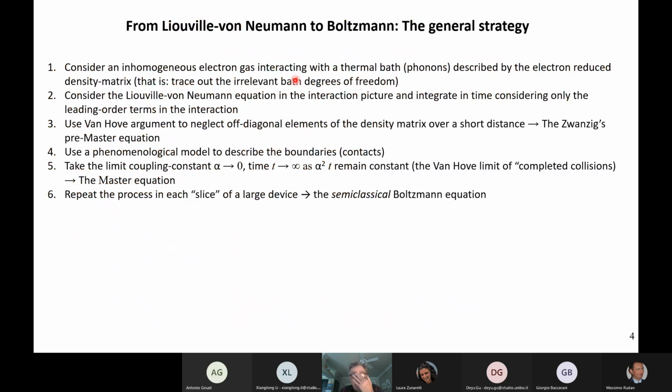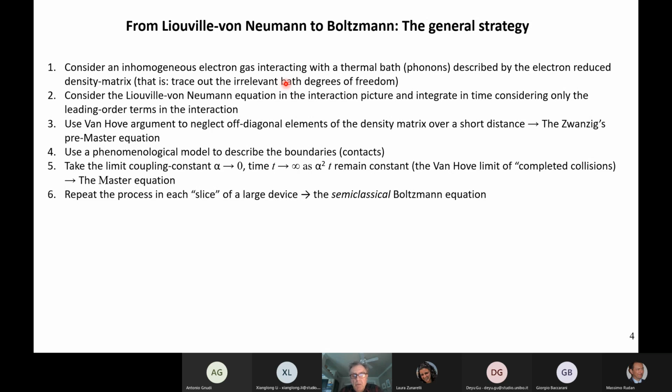So last time we saw the first steps in our plan to go from Liouville-von Neumann to the Boltzmann equation. So the idea is, to repeat, we start with a system, think of some device with 2 contacts and applied bias between source and drain, or emitter, collector, whatever. You consider this system. The system is connected to the external world, to reservoirs, particle reservoirs, and to a thermal bath. So we're considering interactions of electrons with phonons.